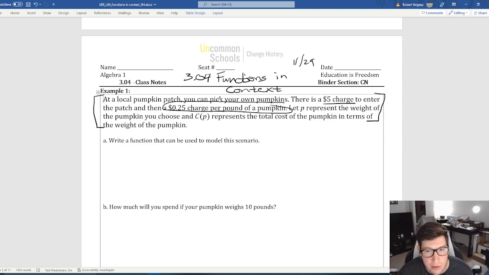Now, already they're telling us what our variables are. Awesome, we're going to go ahead and use those. We want to be able to write a function that we can use to model this scenario. Now, think back to when we were using just regular old equations, right? We would generally have something like y is equal to mx plus b.